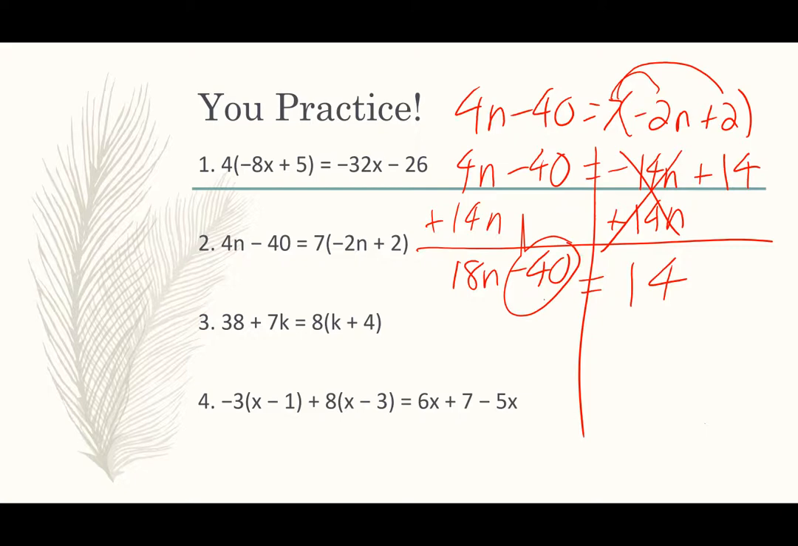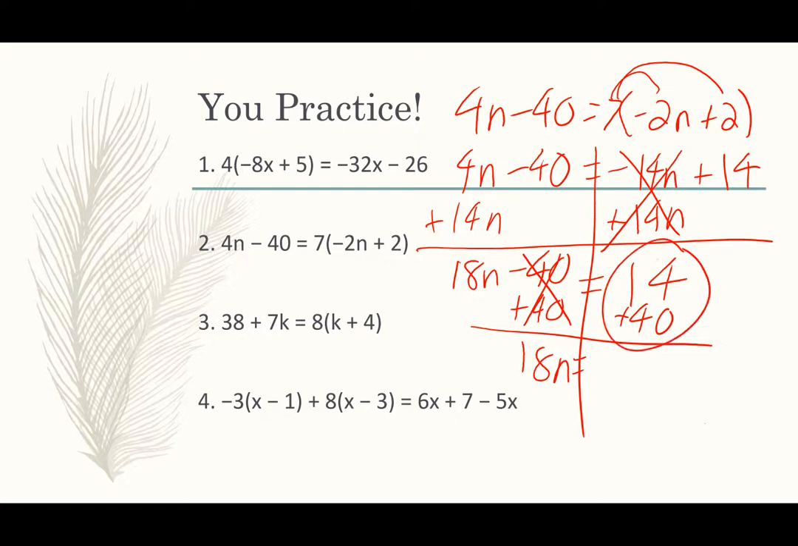move our negative 40 to the right-hand side so that we can work our way towards getting the n by itself. So since I have that as minus 40, I will have to add 40 to cancel it out. So what that's going to leave me with, the 40 disappearing on the left-hand side, the left-hand side will just be 18n since I got rid of that 40. On the right-hand side, I got to put that 40 with that 14. So 14 plus 40 makes 54.